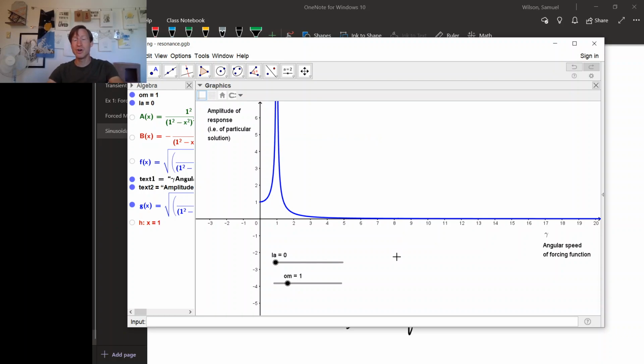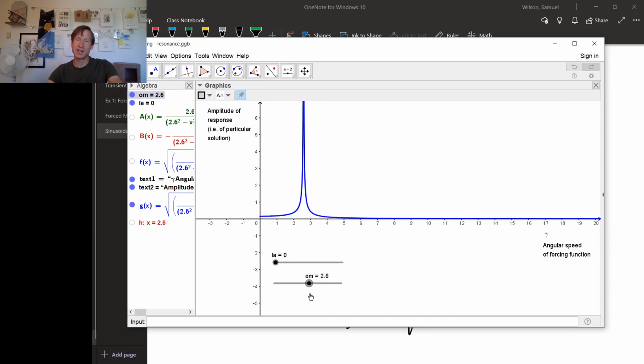Now our question was, before we add damping into this, if you change the natural frequency of the system just by changing omega, it changes the frequency where you get resonance, which makes perfect sense, right? Because resonance happens when the angular speed of the forcing, gamma, is equal to the natural angular speed of the system, omega. So that frequency at which you get resonance is omega. So if omega changes, resonance changes to follow.